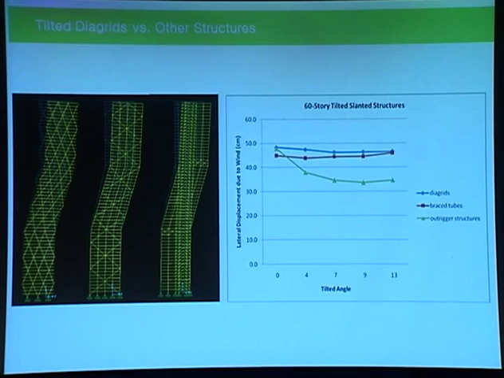As you can see, for braced tube and diagrid, the lateral stiffness does not change much depending on the angle of tilting. But interestingly, for outrigger structures, if you tilt them, the lateral stiffness is actually increased. This is because of the basic configuration of the outrigger structures I studied.